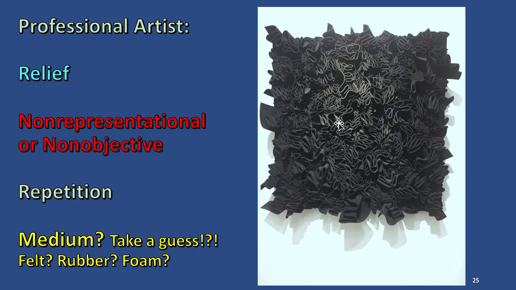This one, again, a wall relief. This is most similar to the project we're going to be doing. It's non-representational. You don't see any picture in there, lots of repetition. And the medium, I can't remember from where I saw it. I just took the picture because I liked it. But it could be made out of, I would think, maybe felt, possibly rubber or foam.